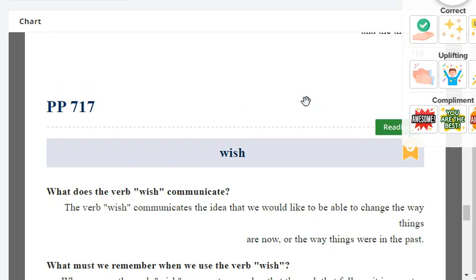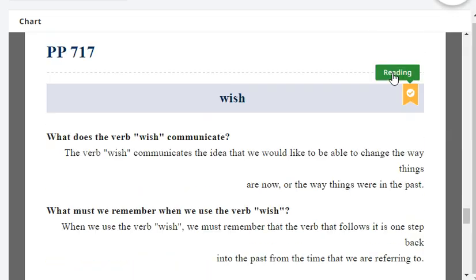What does the verb wish communicate? The verb wish communicates the idea that we would like to be able to change the way things are now or the way things were in the past. What must we remember when we use the verb wish? When we use the verb wish, we must remember that the verb that follows it is one step back into the past from the time that we are referring to. Give me an example, please.